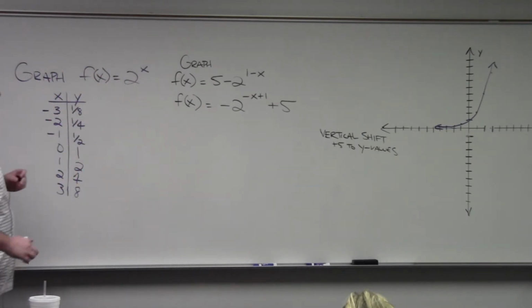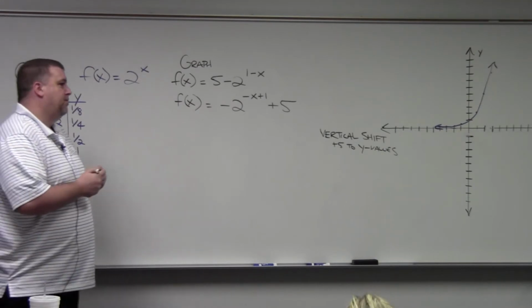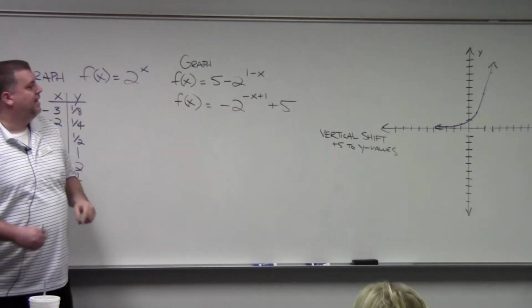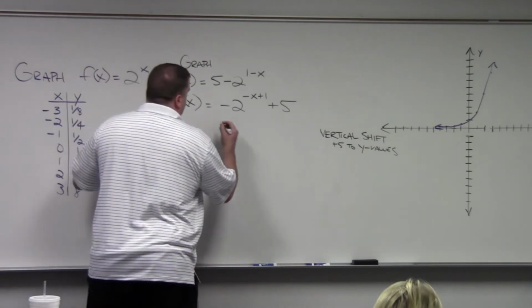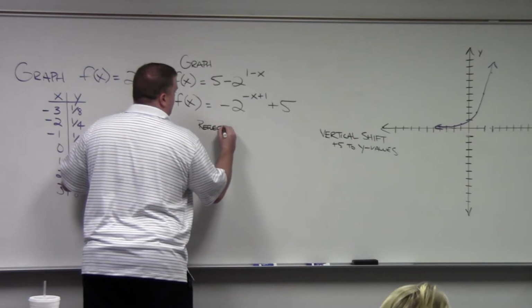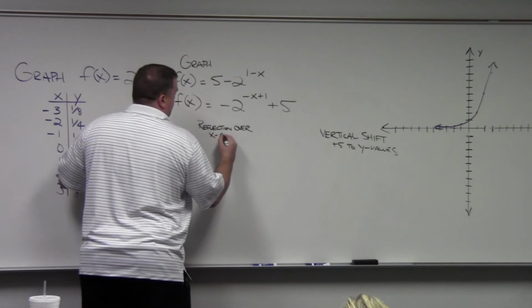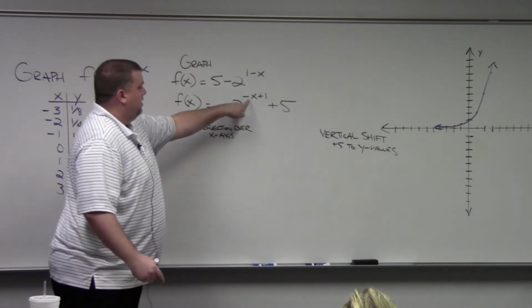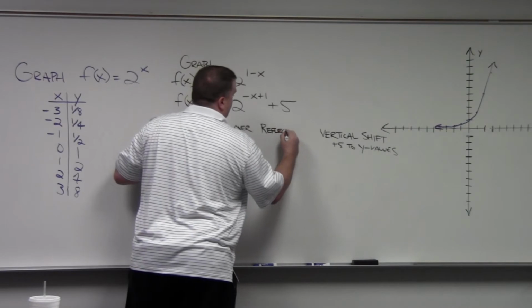There's a reflection. Wouldn't it be both? We have a negative in front of our x in the exponent, and we also have a negative in front of our base. So there's going to be a reflection over both axes. There's going to be a reflection over the x-axis. That's taken care of by that negative. The other negative is a reflection over the y-axis.